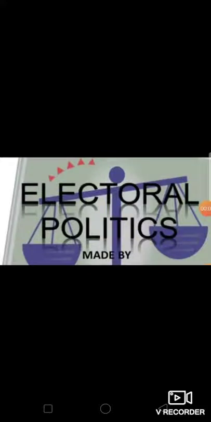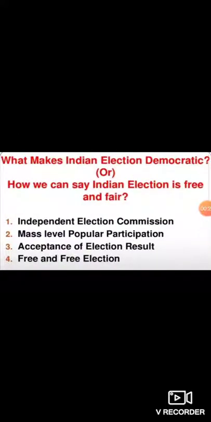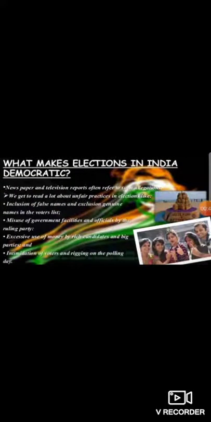Today we are continuing with our Democratic Politics Chapter 4, Electoral Politics. Students, in our previous lecture, we studied the voters' list, nomination of candidates, election campaign, and counting of votes. Today I will explain what makes an election democratic. I will explain the Independent Election Commission, mass level popular participation, acceptance of election results, and free and fair elections. Now, students, what makes elections in India democratic?